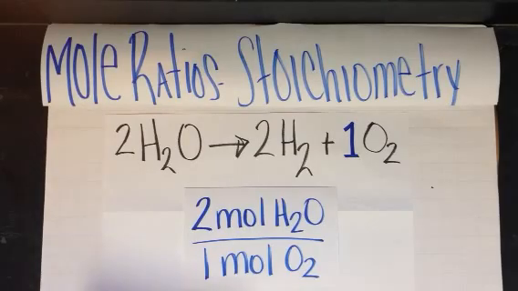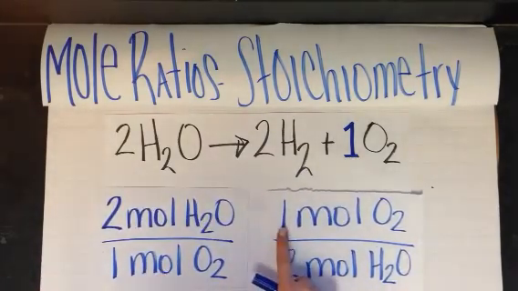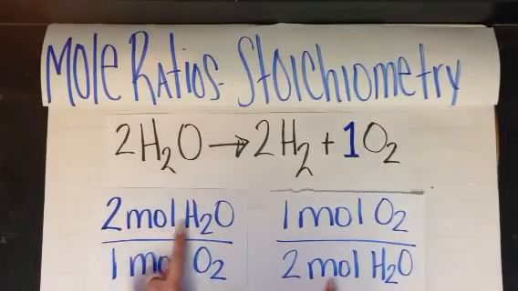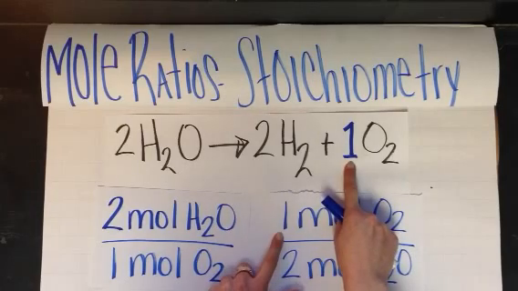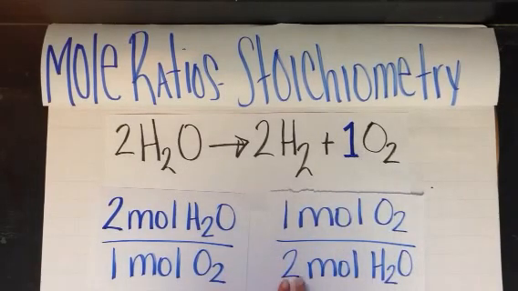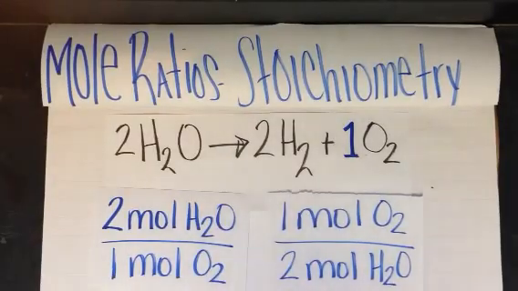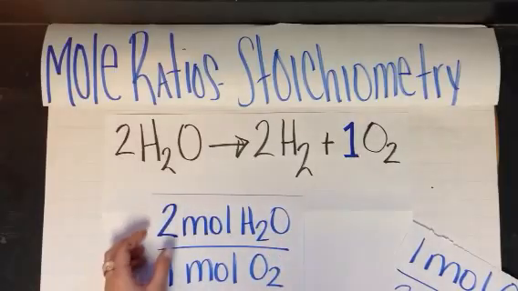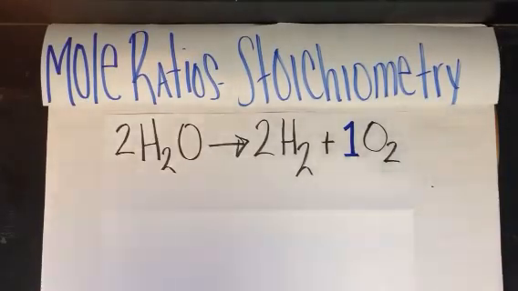You can also flip it to look like this. 1 mole of oxygen per 2 moles of water. Where did I get the 1 from? It was in front. I get my moles from the coefficients in the front. For 2 moles of water, what's the coefficient in front of water? 2. That's where I got it from. Now, hopefully this is looking familiar. And the reason why we use it like this is, guess what? This is going to be a conversion factor for us later today in this video.